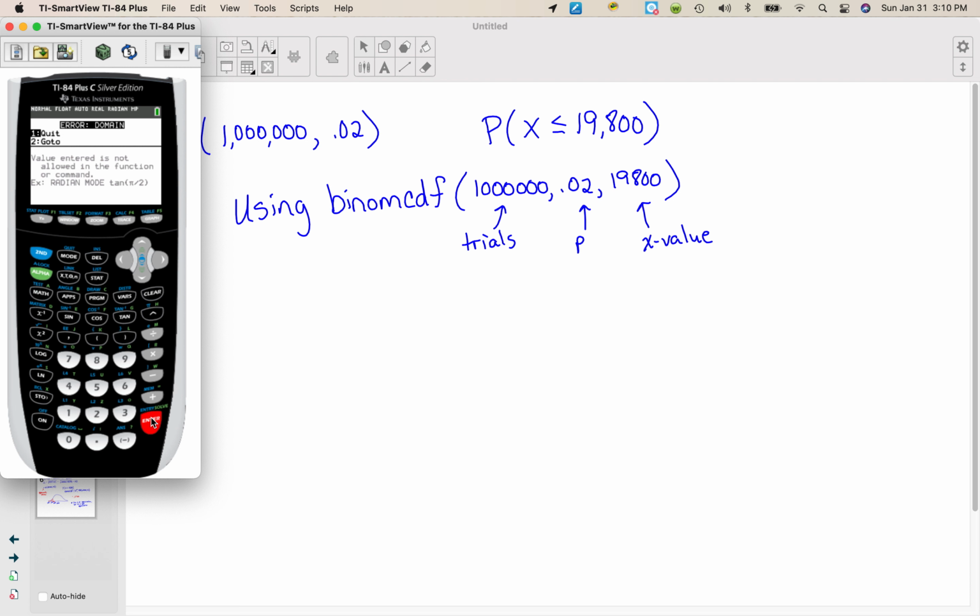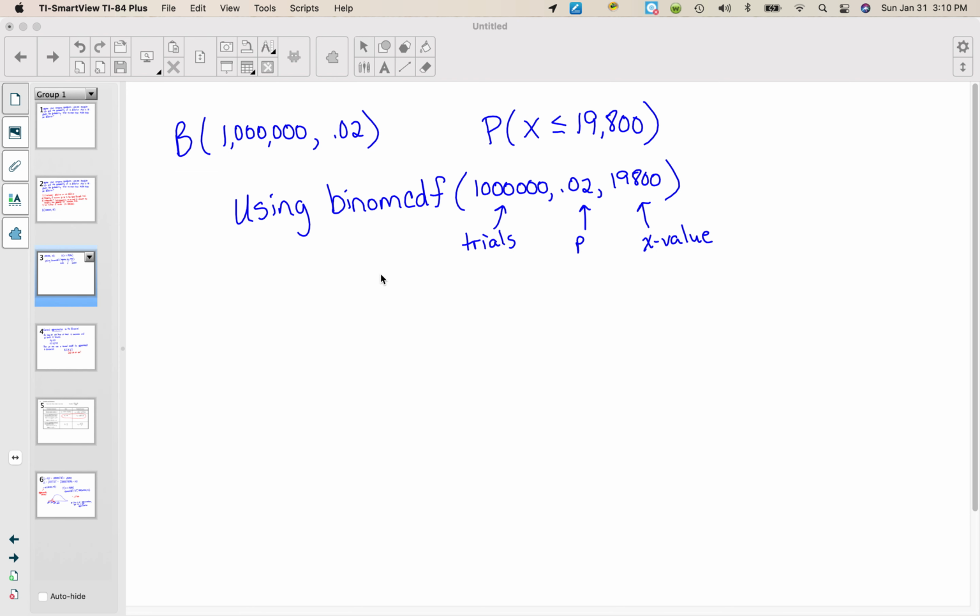Uh-oh, we got a problem. The problem actually is, since it's a domain error, these numbers are so huge. To do 1 million choose 19,800 and do 1 million factorial, your calculator can't handle that. So we can't do a binomial because the numbers are too big.